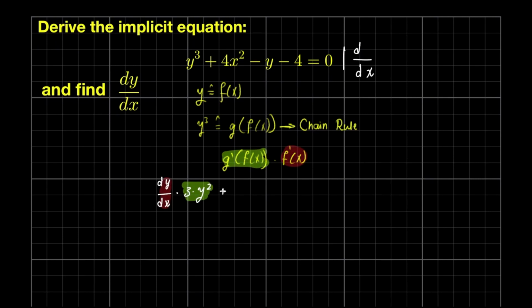Plus, now we have this term, 4 times x to the power of 2. Deriving that is easy. That will be 4 times 2 times x using the power rule. And then minus, we just have a y. We'll have dy/dx. And the derivative of 4 is a constant, so the derivative of that will be 0. And then 0, the derivative of that, also a constant, will be 0.